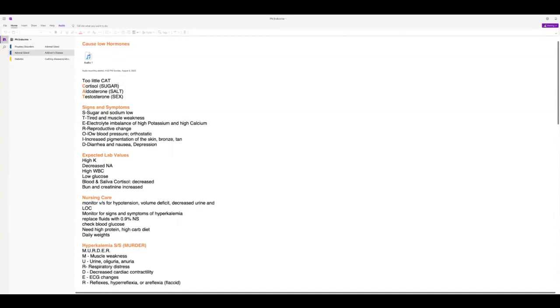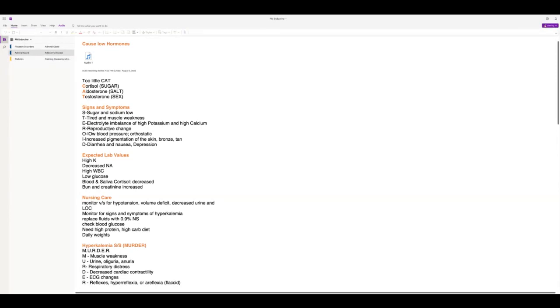Okay. You're going to monitor vital signs for the hypotension, for orthostatic hypotension, decreased urine output, LOC, okay, and monitor for signs and symptoms of hyperkalemia like muscle weakness, oliguria, and also heart problems. So they can have EKG changes with hyperkalemia. And they could also have like seizures and hyperreflexia.